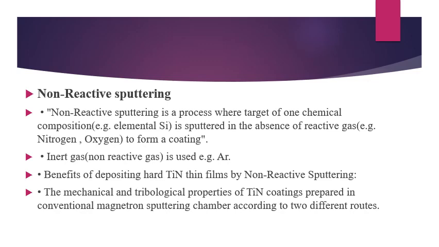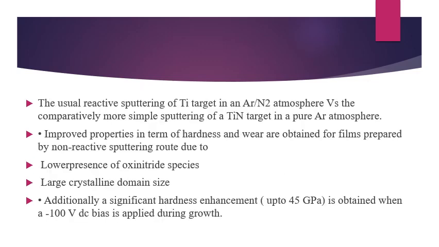Next, the mechanical and tribological properties of titanium nitride coatings prepared in a conventional magnetron sputtering chamber according to two different routes: the usual reactive sputtering of a titanium target in an argon-nitrogen atmosphere versus the comparatively simpler sputtering of a titanium nitride target in a pure argon atmosphere. Improved properties in terms of hardness and wear are obtained for the film prepared by the non-reactive sputtering route due to lower presence of oxynitride species.